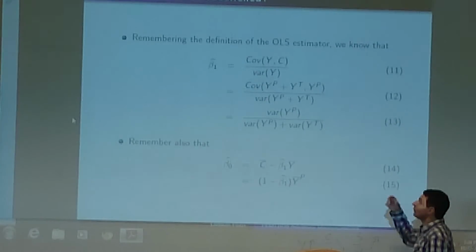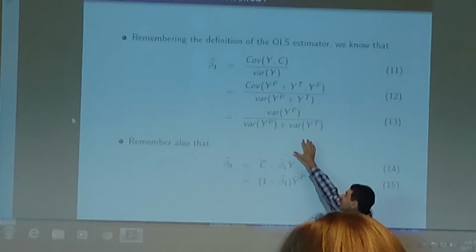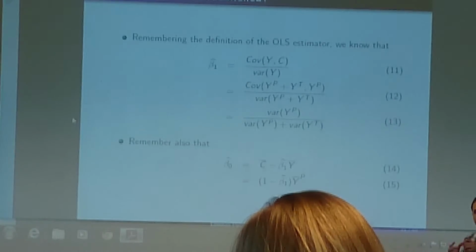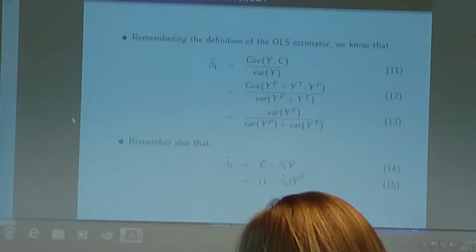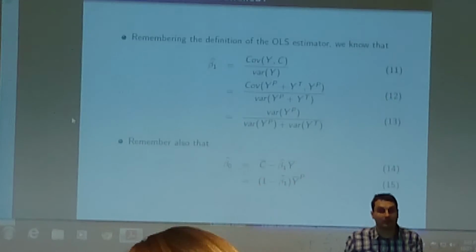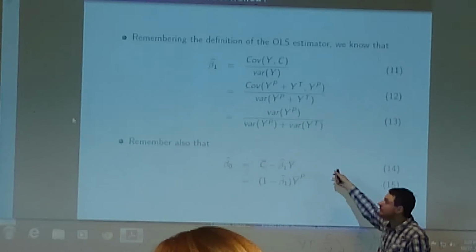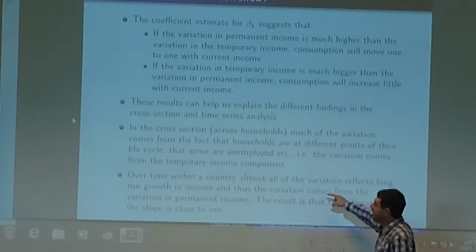If the variance of transitory income, on the other hand, is the thing that is important, if that is big, this will tend towards 0. So the more important permanent income is versus transitory income, the closer beta will go to 1. On the other hand, if transitory income is the important part, the variance of that one is high compared to the variance of permanent income, and the coefficient will tend to 0. Well, that can explain the different findings of cross-section household studies compared to time series studies.